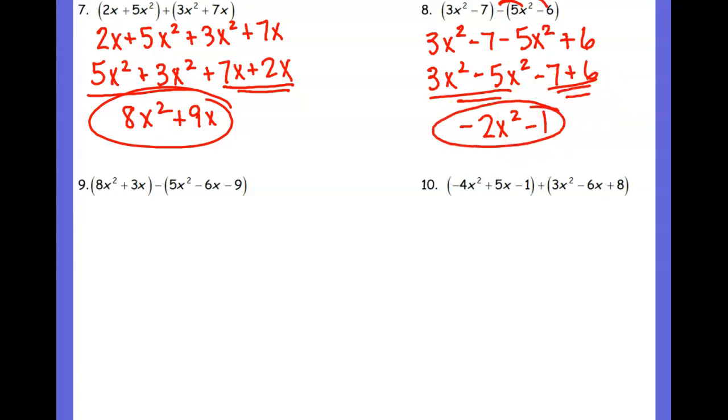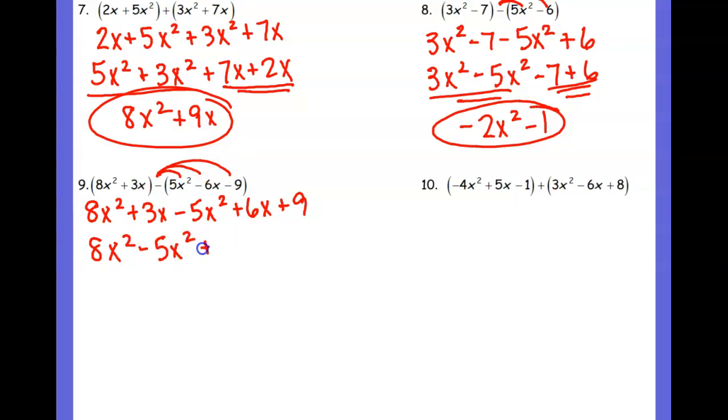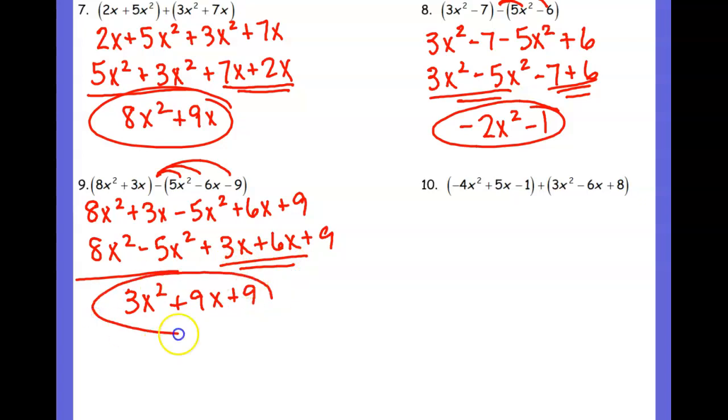All right, and I'll do a couple more examples here. We're just going to go up to 10 on this video, and then you can look at the answer key for the other ones. I'll walk you through this one. 8x squared plus 3x minus 5x squared plus 6x plus 9. Okay, remember I distributed that negative. All right, now I order them. 8x squared minus 5x squared plus 3x plus 6x plus 9. We combine our like terms, and we end up with 3x squared. Okay, then we have plus 9x plus 9.